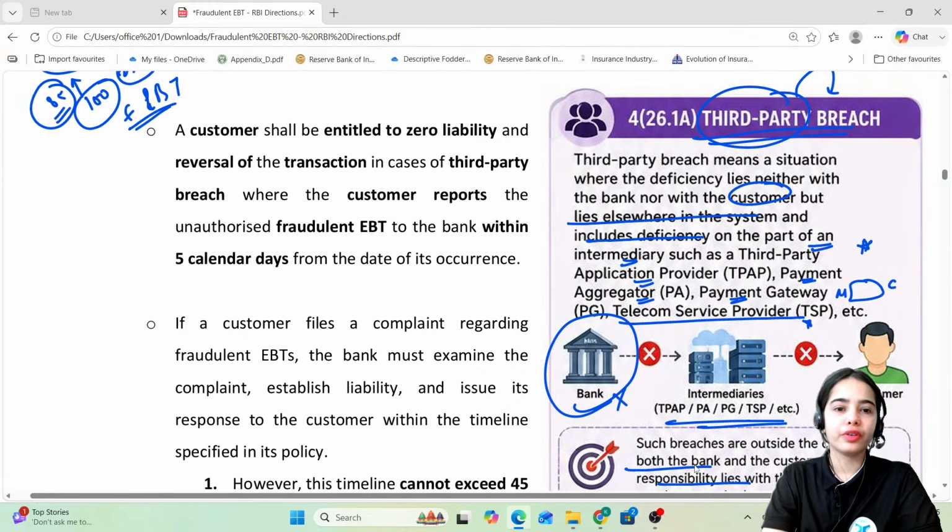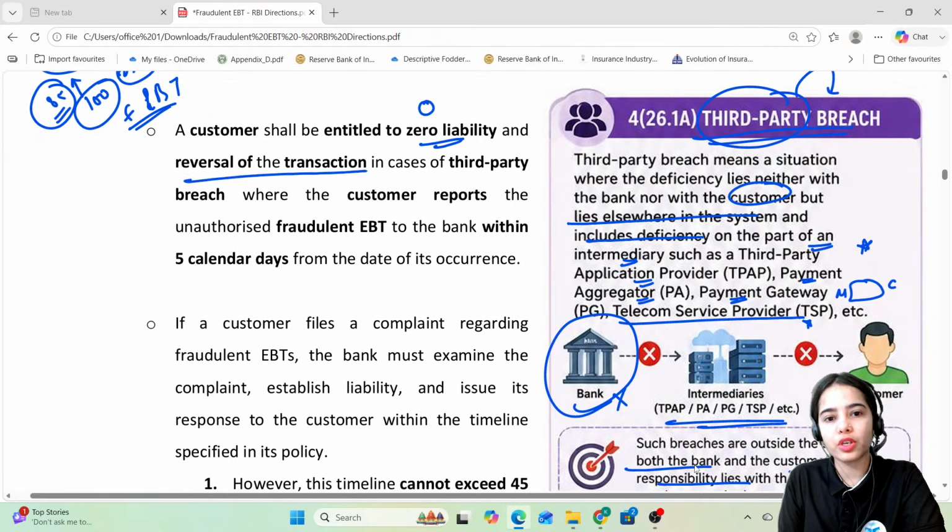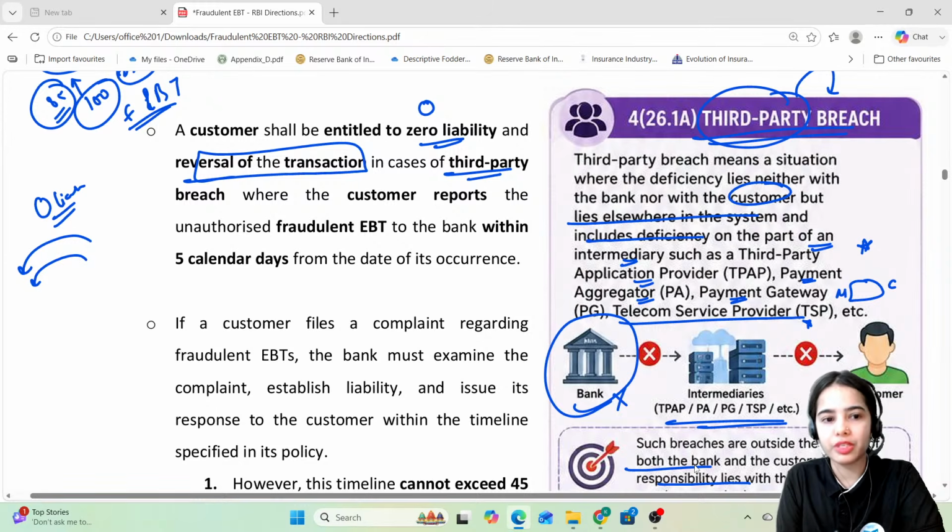So basically, if the third party breach has happened, it is the responsibility of the third party that the fraudulent electronic banking transaction could happen. So a customer shall be entitled to zero liability and reversal of the transaction in cases of third party breach. So the customer will have zero liability, as well as the bank will have to reverse the transaction, give back the money to the customer, whatever fraudulent EBT happened, whatever fraud happened. So there is the reversal of transaction that is required to the customer.